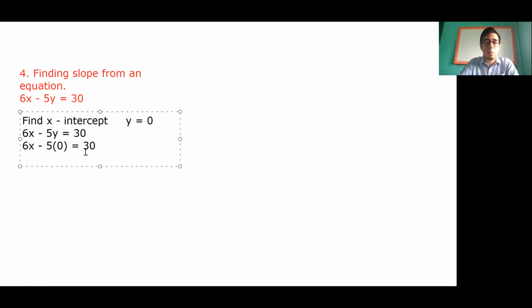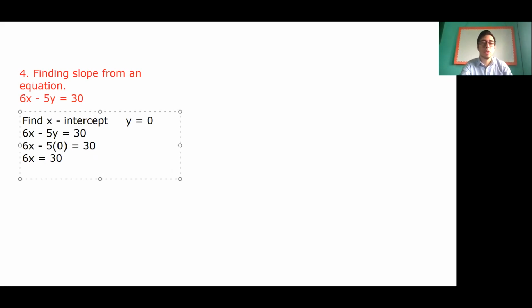And now if I multiply in here, what are we going to obtain? I have 6x minus what? 5 times 0, that is going to be 0. So I don't even need to copy this. I can say that 6x is equal 30. Because you have 0 in here, you don't have to write the 0. So I have that 6x equals 30.